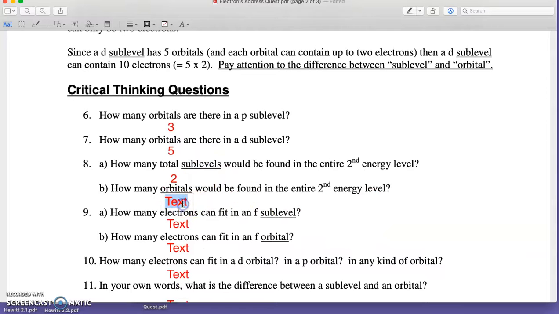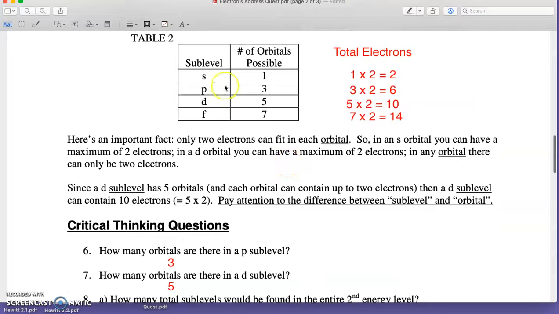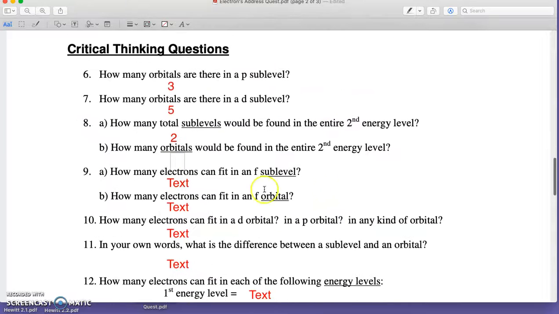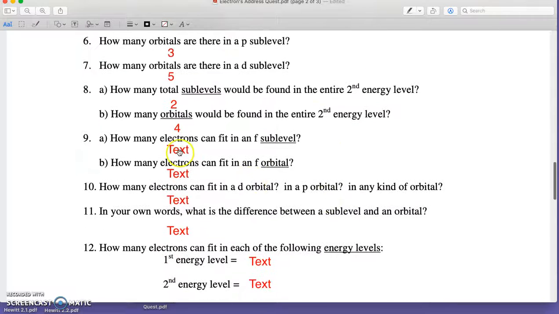How many total orbitals would be in the second energy level? Well, if there are S and P sublevels, then I have 1 and 3. I have 4 orbitals in the entire second energy level. How many electrons fit in an F sublevel? F sublevel, 7 orbitals times 2, 14. We did that math already.